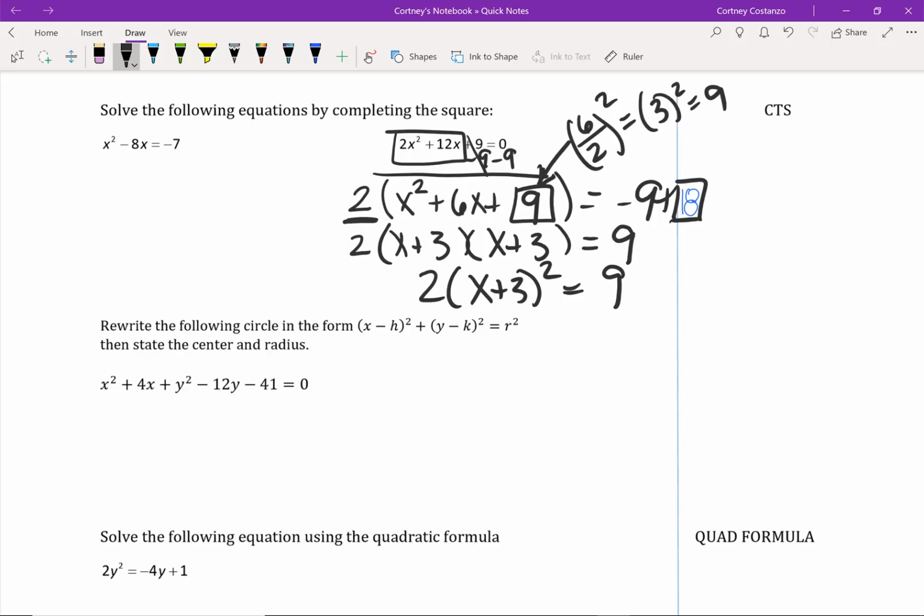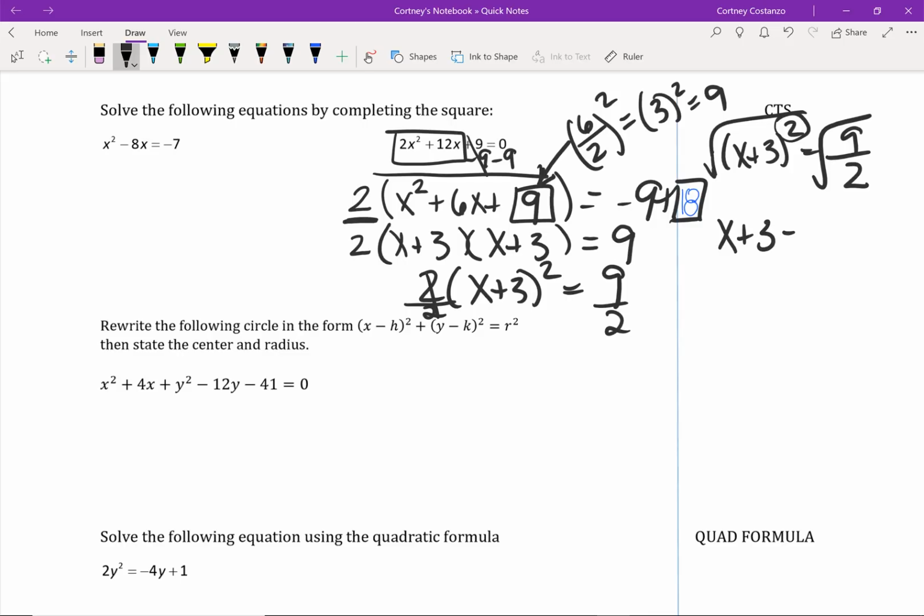So the next thing I might do is divide everything by 2. So I'm going to move over in the space over here. X plus 3 squared is equal to 9 halves. When I square root both sides, don't forget that this exponent of a 2 tells me that I should get 2 answers. Positive and negative, radical 9 over radical 2. Now we know what radical 9 is. That's regular 3. So really I have this.